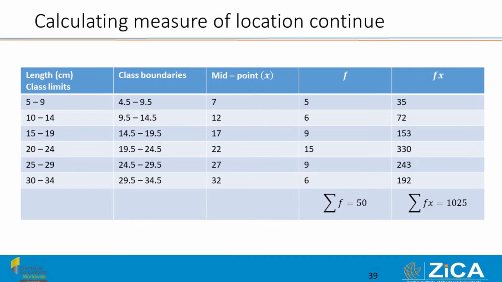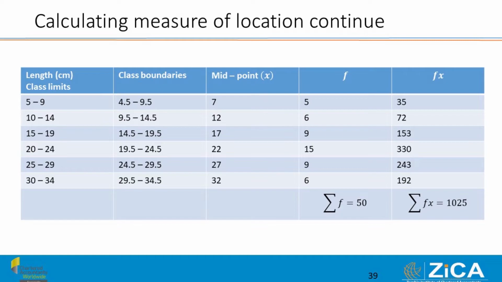Now, let us look at the example. The lengths of 50 ponds were measured to the nearest centimeter and grouped as shown. Estimate the mean length, giving your answer to 1 decimal place. We have got that table where we have got 5 to 9. Those are the class intervals. And below, you have got the associated frequency.